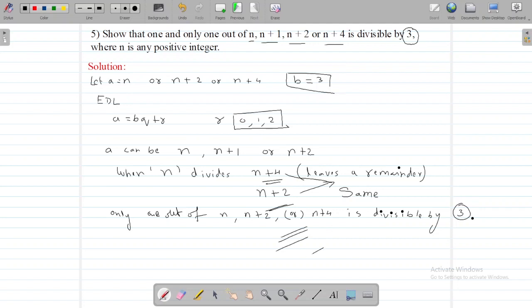So by this we conclude to the end of exercise 1.1.